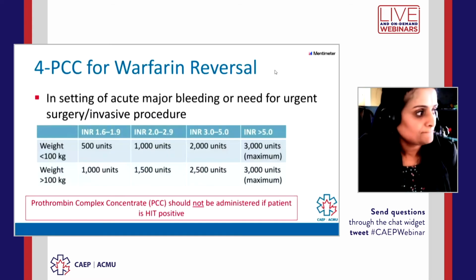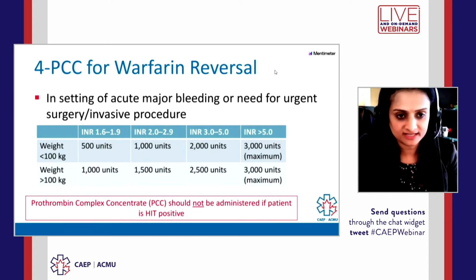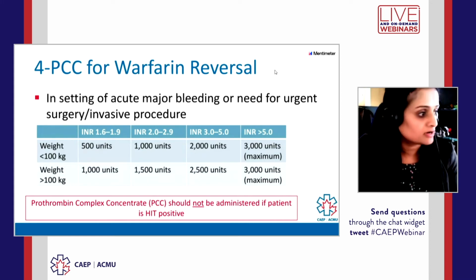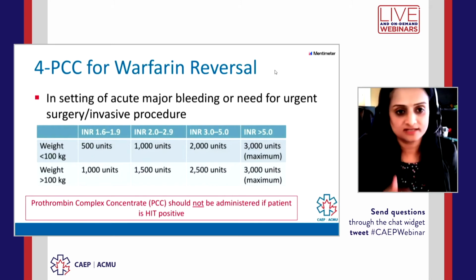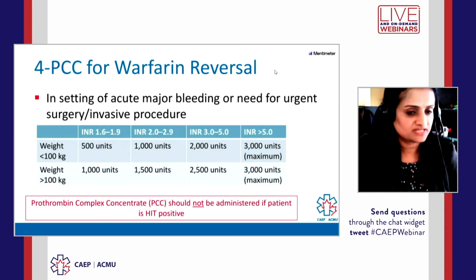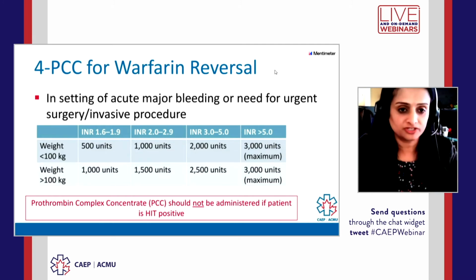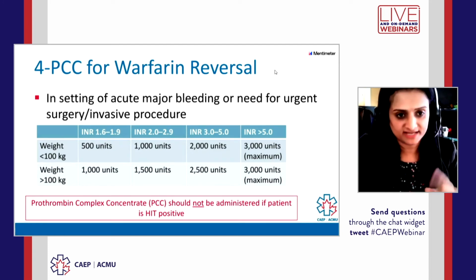Next slide. So, PCC for warfarin reversal. In the setting of any acute major bleeding or need for urgent surgery or emergency reversal, let's say they need to go for endoscopy, where you need to cauterize anything, or they need to go get a bronch, at that point in time there are certain guidelines you can use to decide what dose you would prefer. Most of us are comfortable with, usually they present with a higher INR, going with 1,000 or 2,000 units of PCC, but it can also be adjusted based on the weight of your patients. If they have a higher BMI, you may need a little bit higher, but there is still a maximum cap dose.